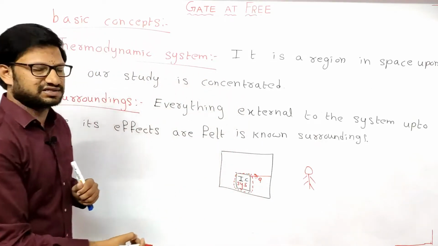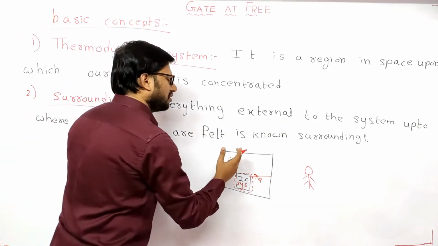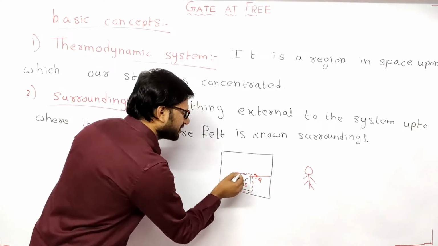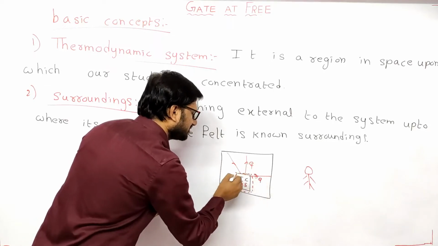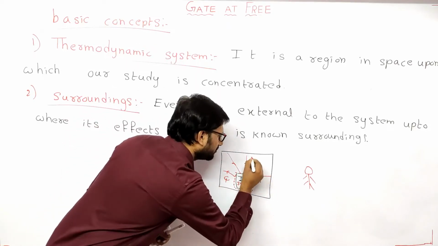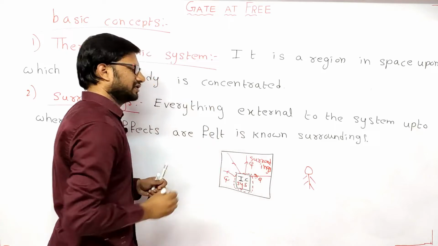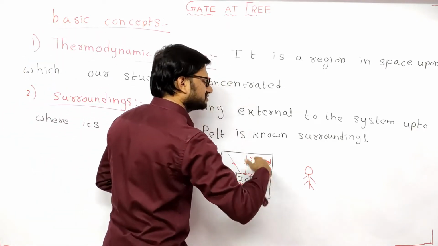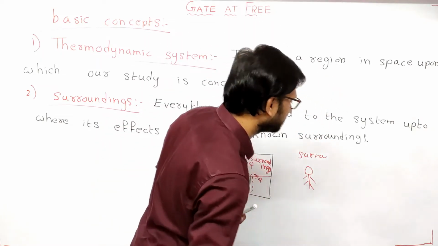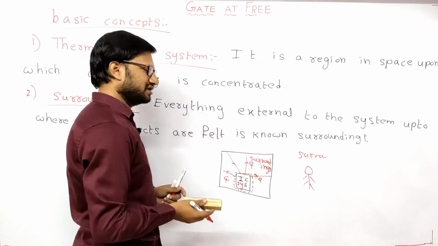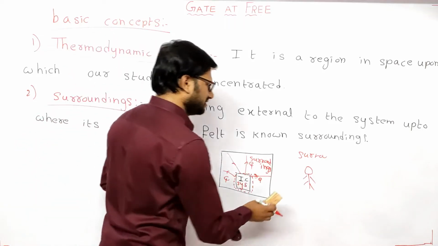Now what is meant by surroundings? Everything external to the system up to where its effects are felt. Now what are the effects here? We have to consider the surroundings up to where the heat transfer. Okay. Now this is surroundings. Okay. Please don't consider outside the room as a surroundings. Understood? There is a misconception of surroundings. Don't consider the outside part of a room as a surroundings. You have to consider up to where the system effects are felt. That is surroundings. Right.